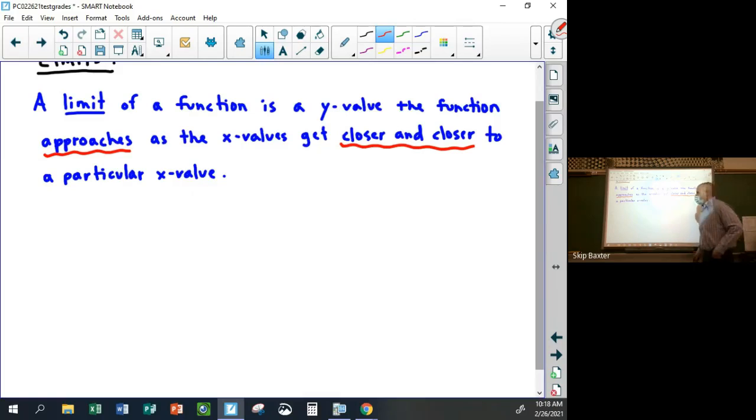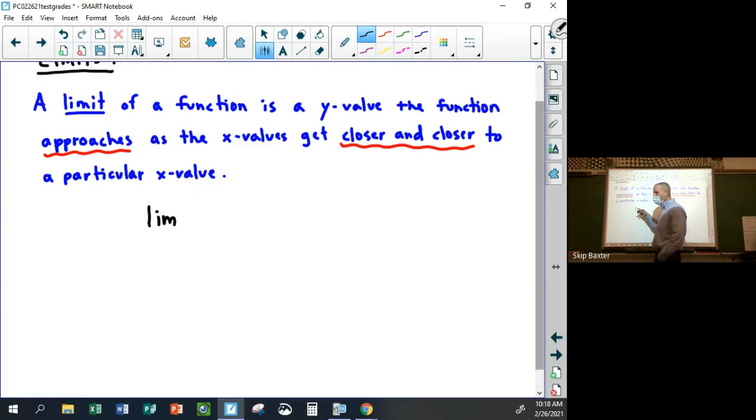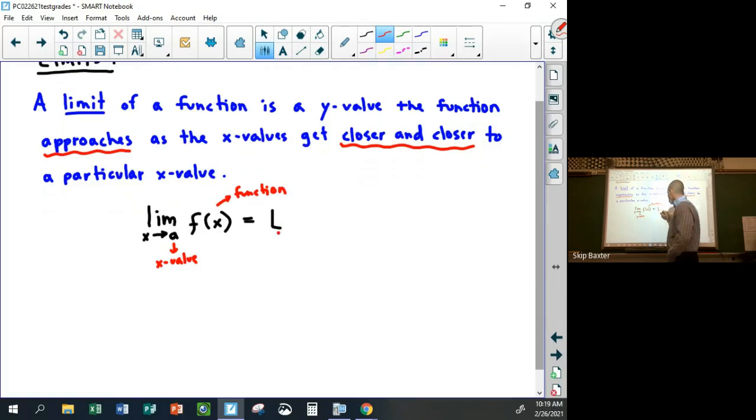So the notation is, let's say, limit, and then below it in a smaller font, you'd say x arrow a, and then f of x next to it equals L. Okay? The a is the particular x value that you're approaching, that you're getting closer and closer to. f of x obviously is the function. And L is the y value that you're approaching.